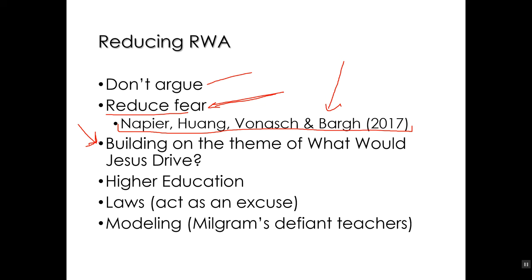Old slogan building on the theme of what would Jesus drive? One thing that really surprised Altmeyer when he was looking at authoritarians is that he discovered that a lot of evangelical churches were actually doing things that were very ecologically supportive and green. Some of the evangelical churches were thinking about, well, what would Jesus drive? That is, what would Jesus do if he was here today? What would he require of us?